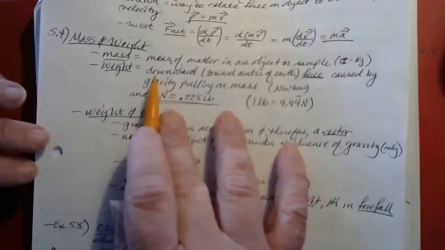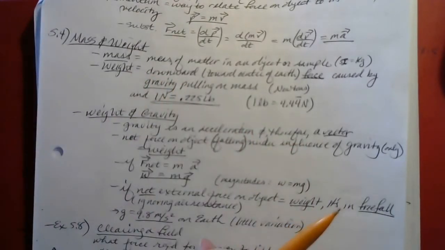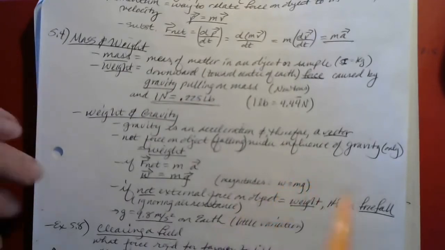But because weight depends on gravity, weight will change with gravity. So while your mass may be the same here as it is on the moon, your weight will only be about 1/6 on the moon what it is here on Earth, and that's because the gravity on the moon is only about 1/6 what it is here on Earth.